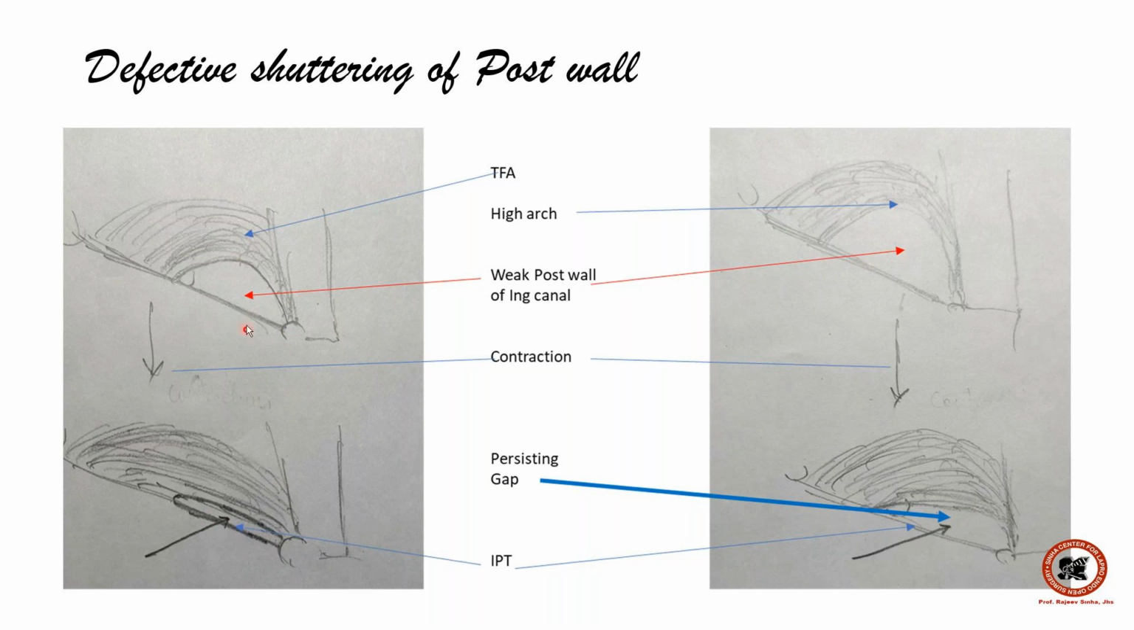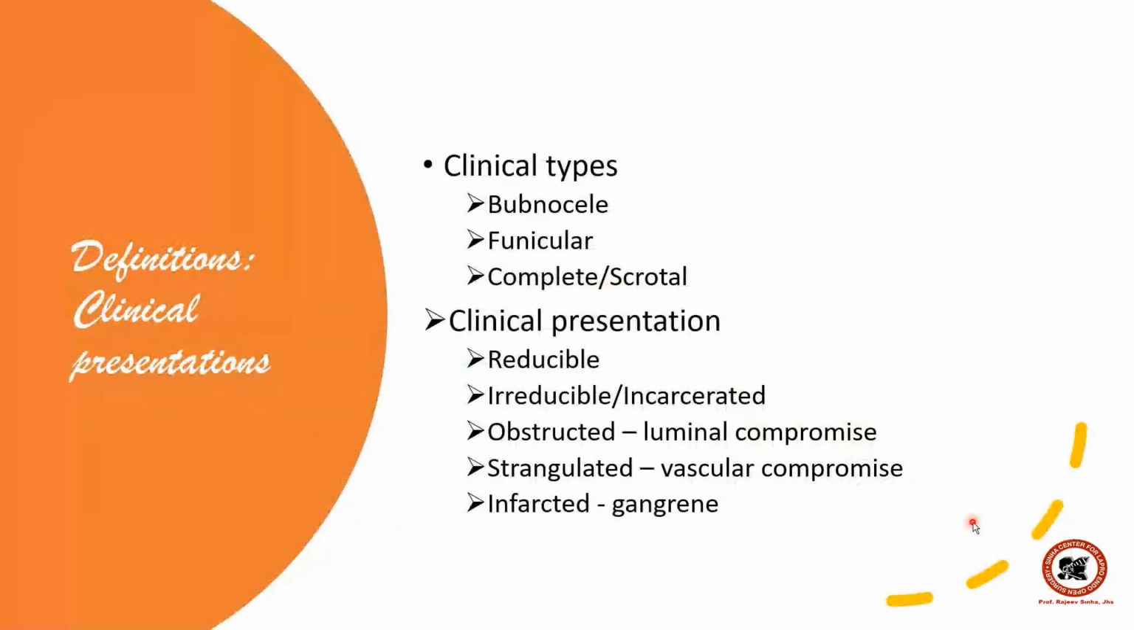But if the same fibers are high arch, see the high arch, when they contract, they are not able to approximate with the iliopubic tract. IPT is the iliopubic tract. They are not able to approximate. So that means it leaves a gap in the posterior wall. So the high arching of these fibers, and of course a congenital genetic defect in the collagen disorder of the transversalis fascia, are two congenital causes which can explain the genesis of a direct inguinal hernia.